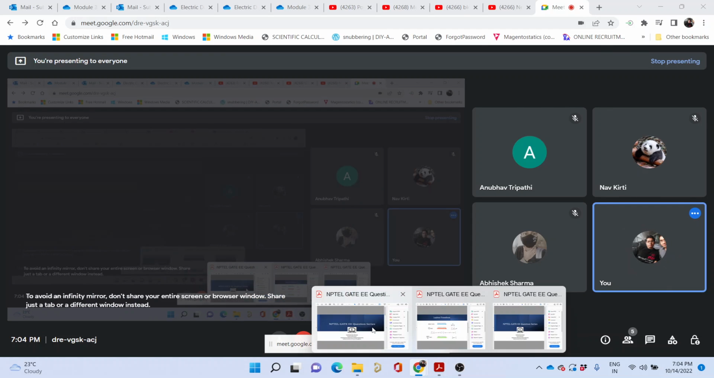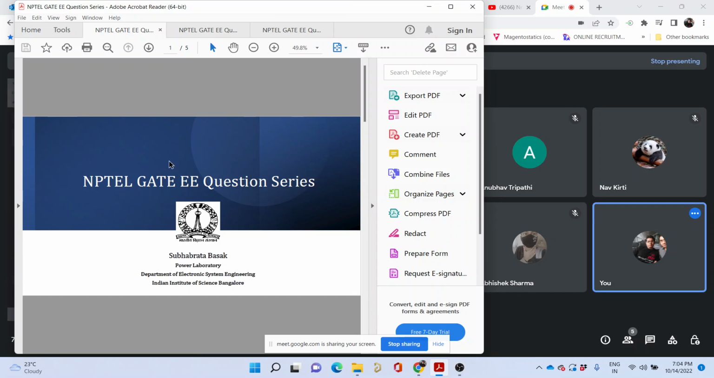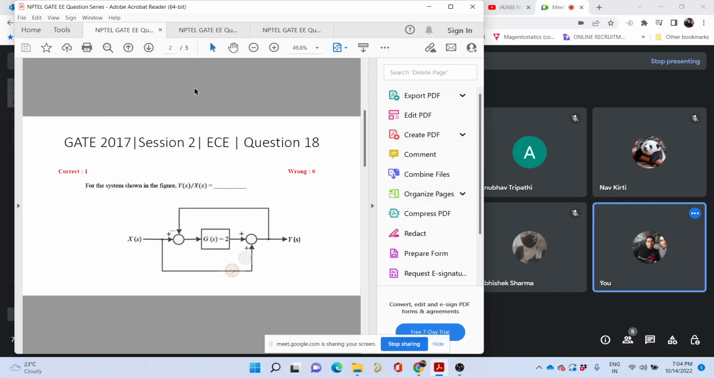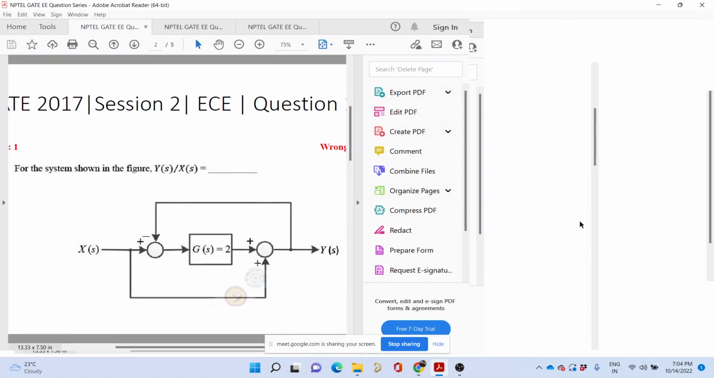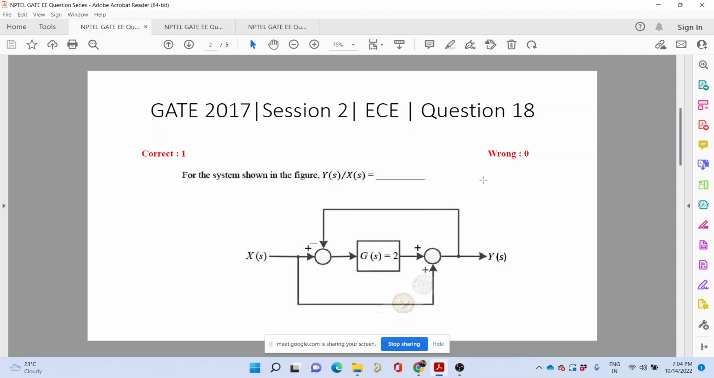So this is the question. A system has been given to you as a block diagram, and you need to find out the transfer function. It's a very similar sum which you have been doing for a long time. Try to do it as fast as possible. Tell me the answer. I will give you 3 minutes. It is 7:04, so at 7:07 I would be asking you for the answer.